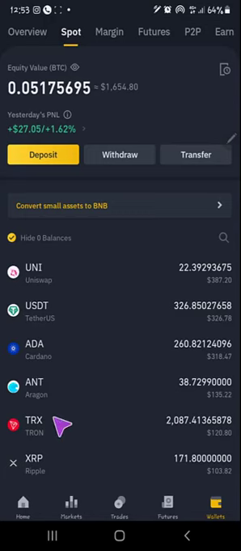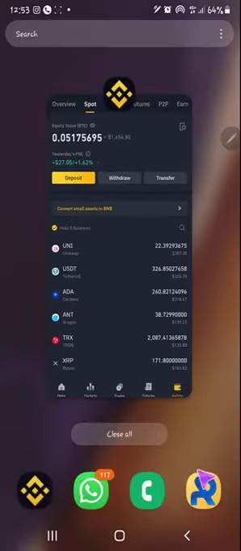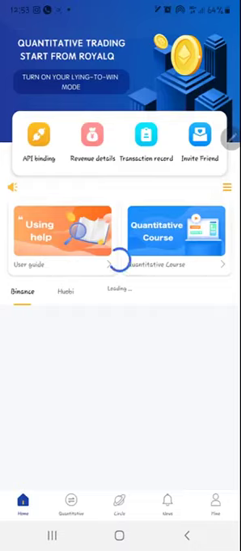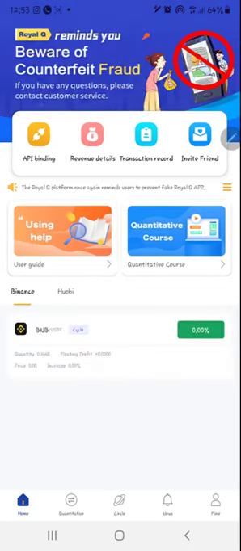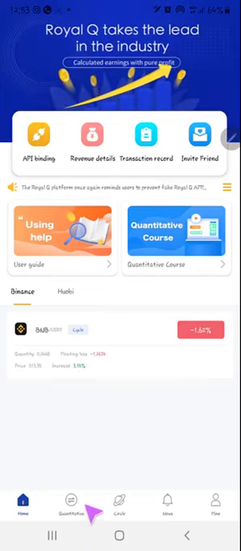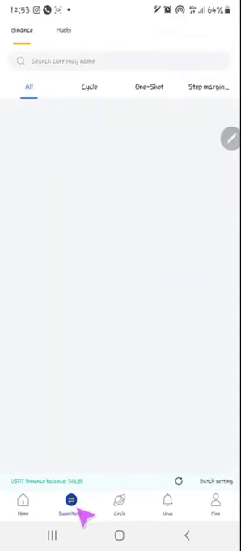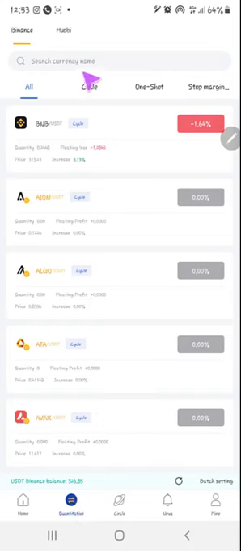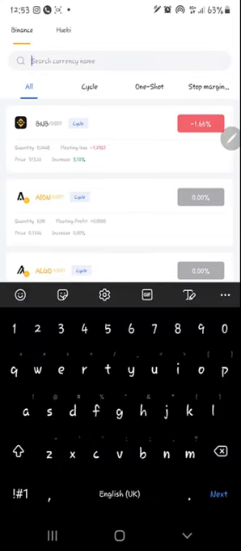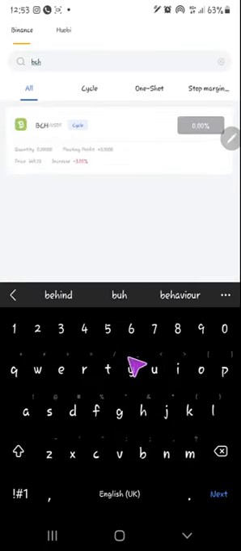Okay? The next place you'll be going to is your robot app. So quickly launch your ROYALQ app. When you have done that, you can see this place where they wrote quantitative. Okay, you want to click on it. All right, and then you want to search for the coin today's coin will be trading on. I would like us to trade on BCH.